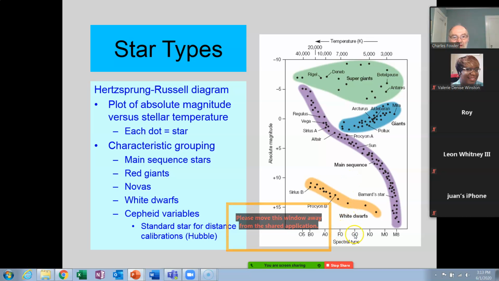The G's are the yellow stars. The M's are the red stars. The K is sort of the orange stars. G is the yellow stars. F is kind of the whitish stars. And then anything beyond that are bluish stars. The A's are not as hot as the B's, and the B's are not as hot as the O's. Now, the O's are very, very hot stars, very short-lived stars, very rare stars.